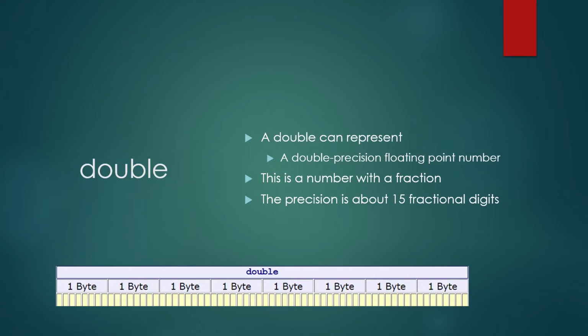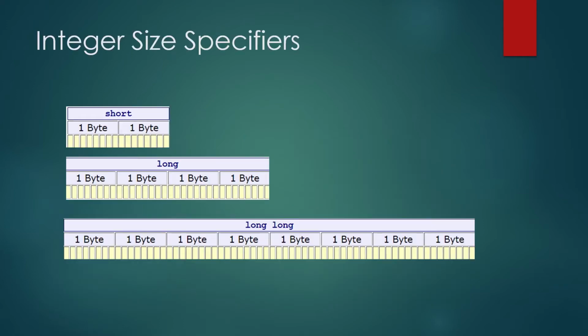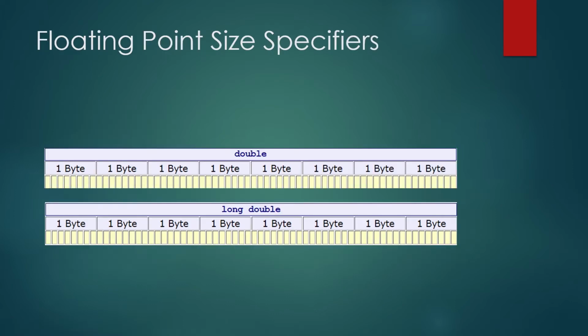A double is a double precision floating point, and it can represent about 15 fractional digits. So it can represent bigger numbers with more precision than a regular float. Here's a comparison of some of the integer size specifiers. A short is a 2-byte integer. An int is at least a 4-byte integer, and a long is at least an 8-byte integer. For floating point, doubles and long doubles are both 8-byte values.